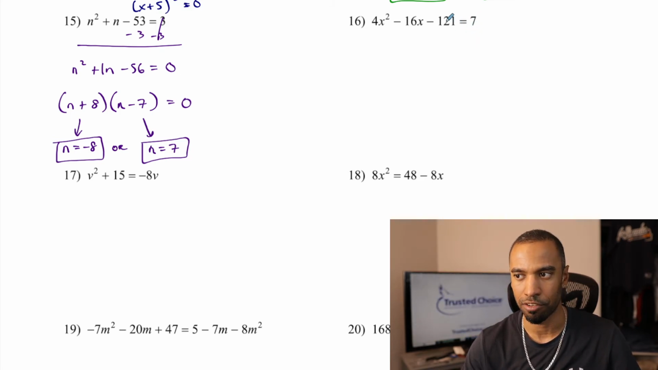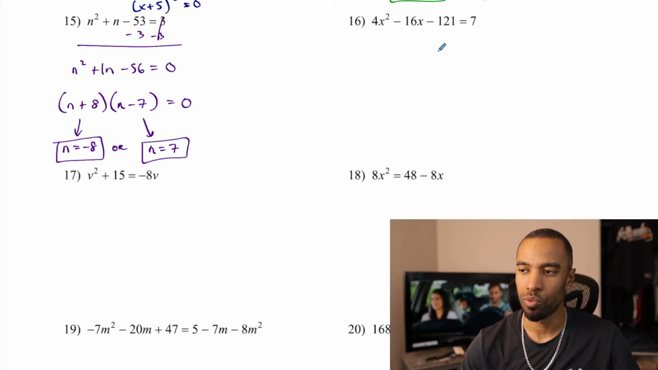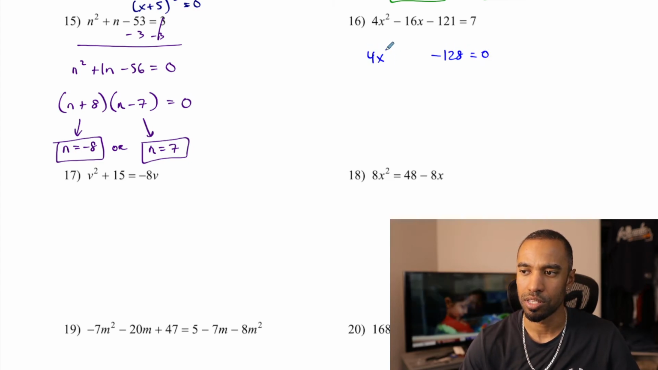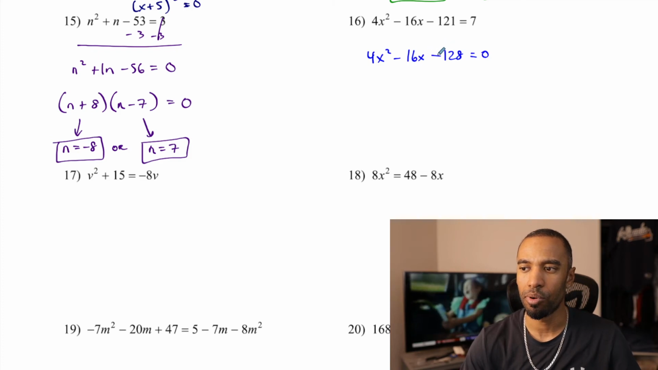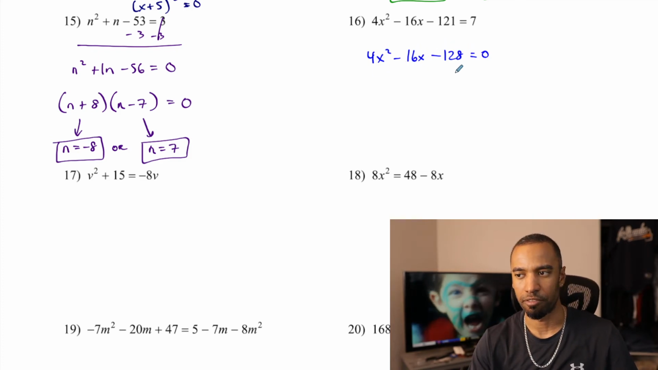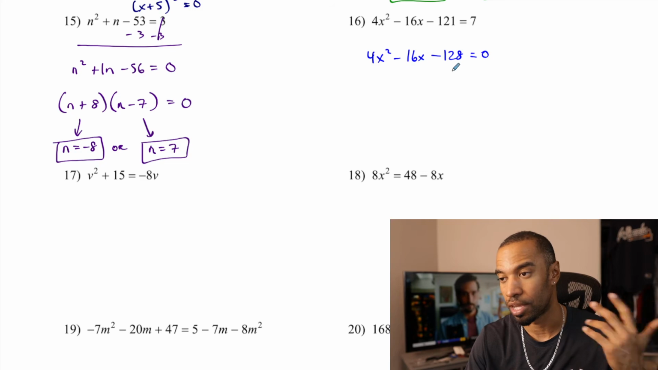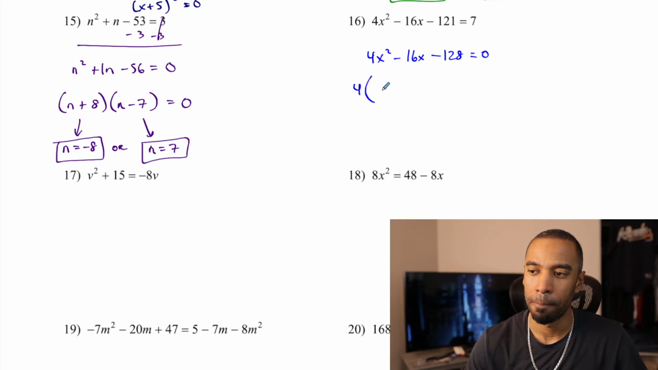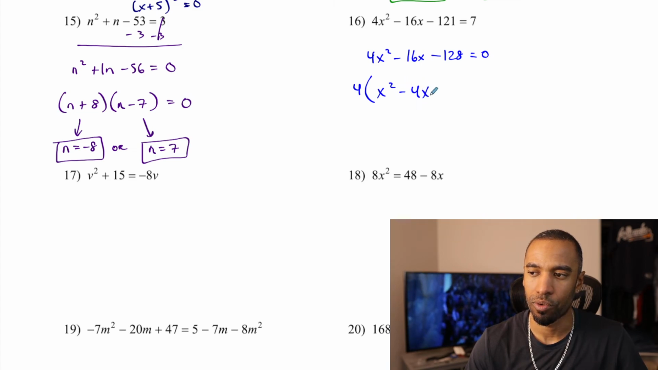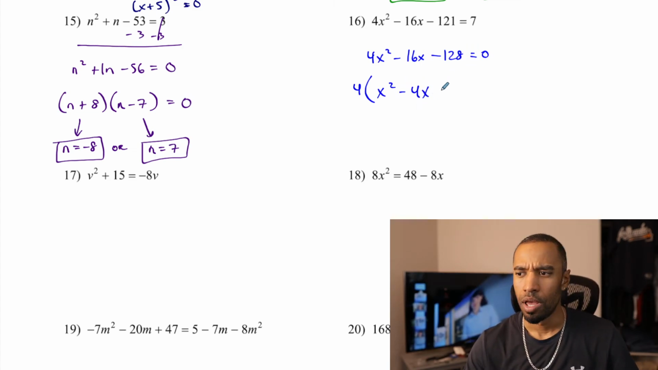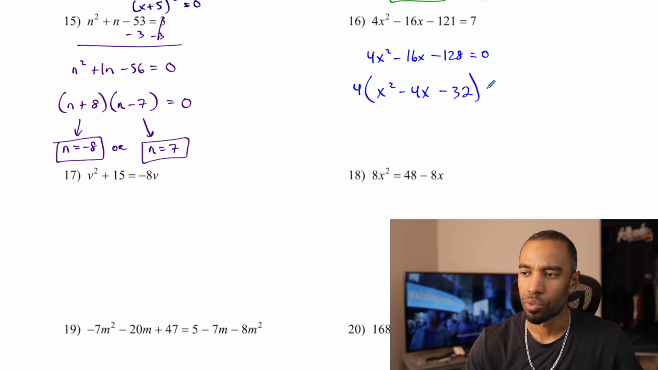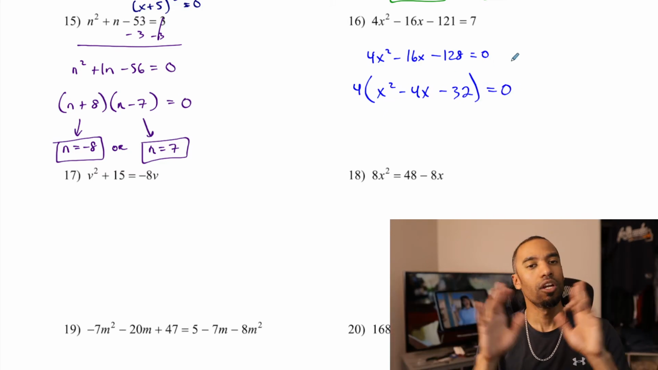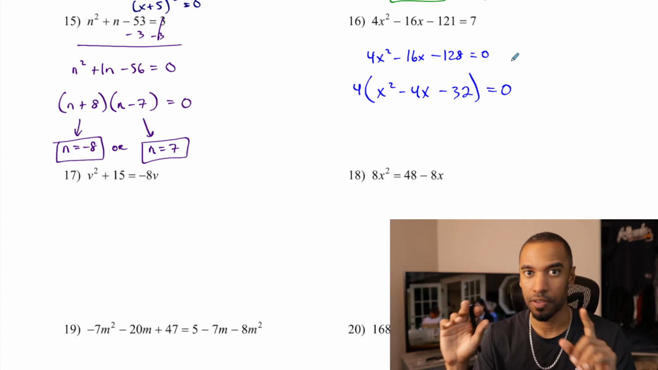Let's subtract 7 from both sides. Negative 121 minus 7 is negative 128. You'll set that equal to 0. The rest of the stuff comes into play. And now we hope and pray that we can divide all these numbers by 4, that we can factor a 4 out from these. And you know what? You can. You factor a 4 out of here, we get x squared minus 4x minus 32 equals 0. I'm going to divide both sides by 4 because, once again, it's irrelevant. Here, let's put it this way. When I say it's irrelevant, check this out.